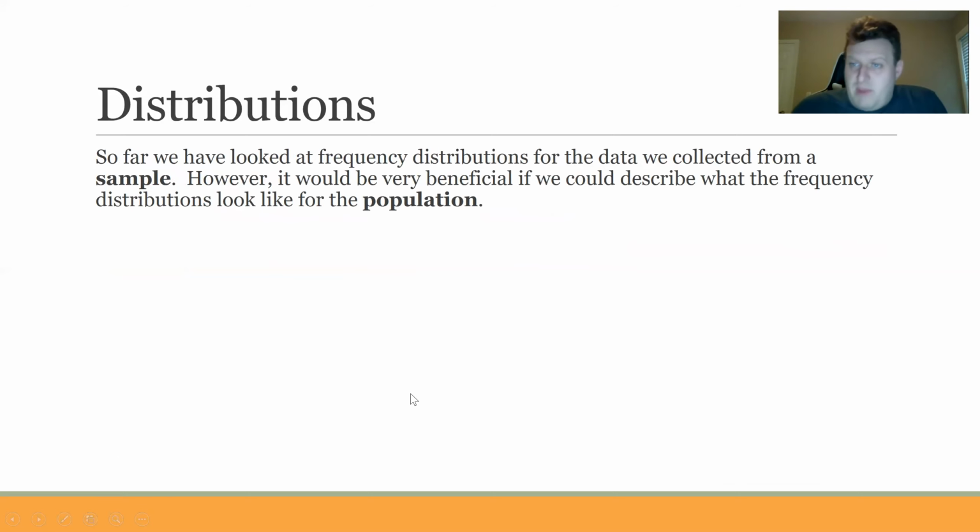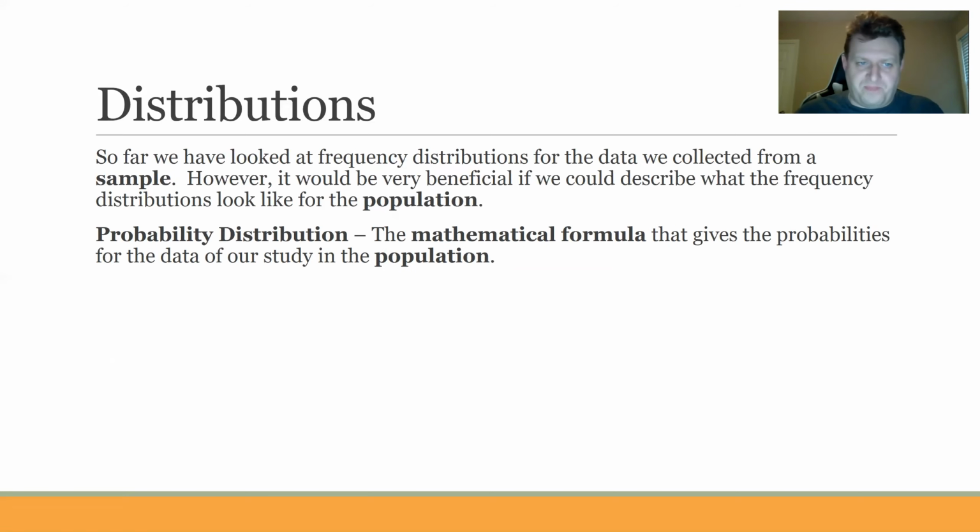So far we've been examining frequency distributions for our sample, for the data that we have collected. But what happens if we want to theorize about what the data looks like in the population? What does the shape of our distribution, the shape of our data, if we're looking at things in terms of a histogram, look like in the population if we were to have everybody? If we're making inferences about what's going on in the population, we're talking about probability distributions.